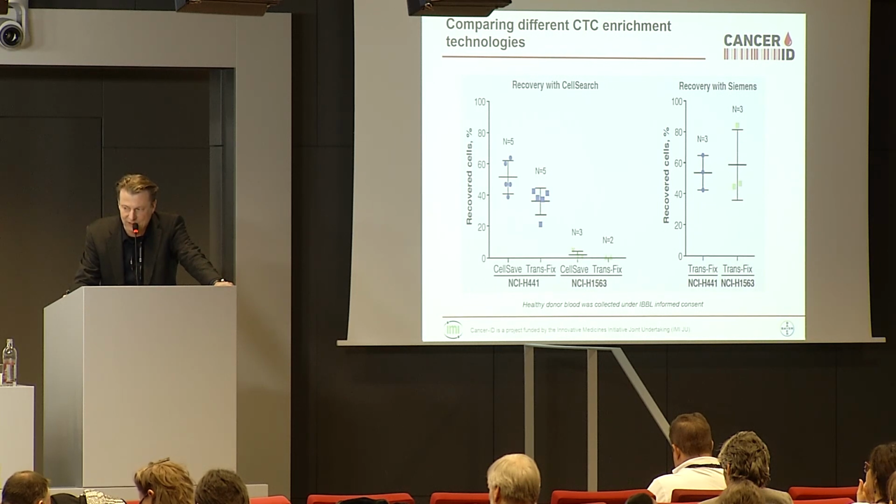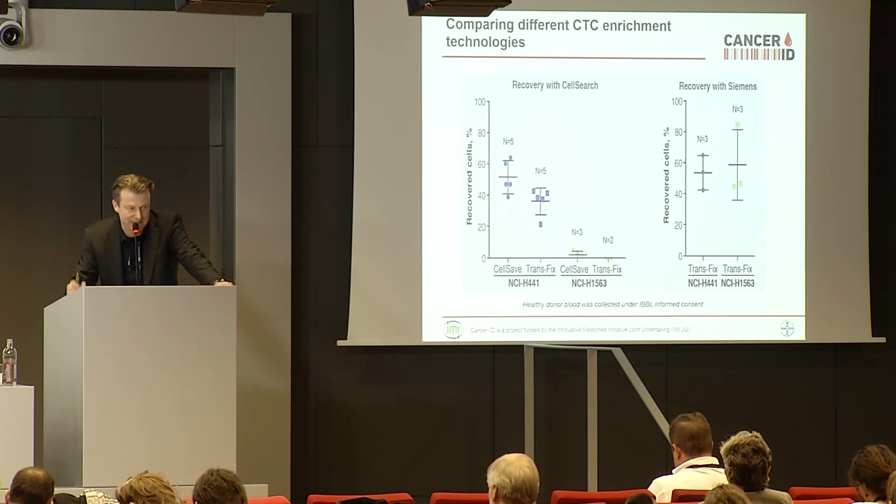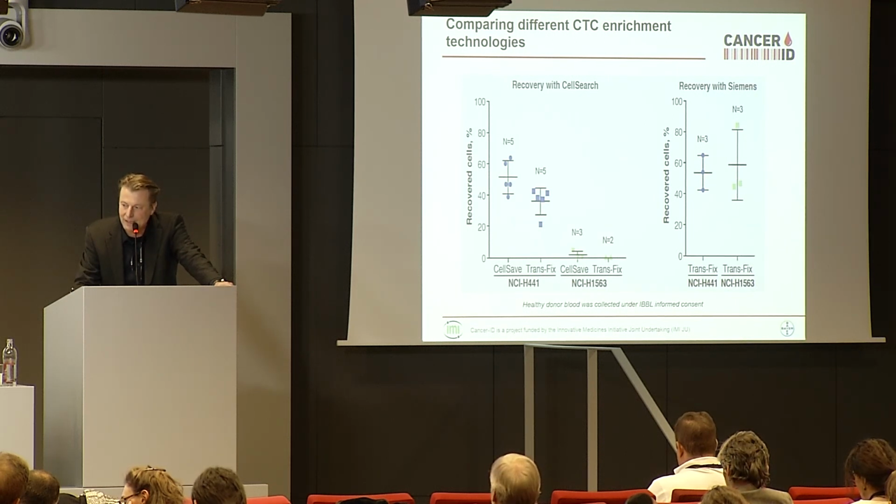This is comparing two blood collection tubes, the CellSave and the Transfix, and the recovery with CellSearch. On the left-hand side, you see an EpCAM positive cell line, and naturally this is being picked up by an EpCAM selective technology like CellSearch. And on the right-hand side of the left graph, you see an EpCAM negative cell line, and obviously this is not being picked up. That's nice. You see there is a certain degree of variation between the different sites. So 5 sites have done this experiment, but it's still kind of controllable.